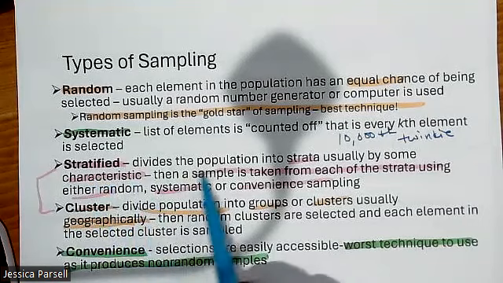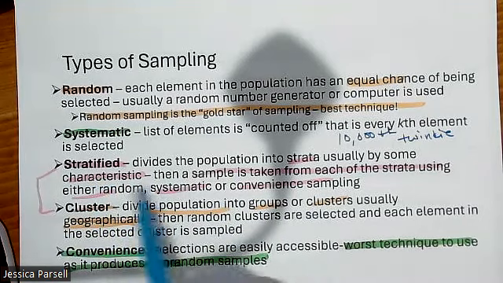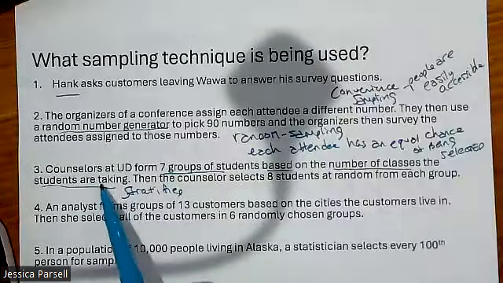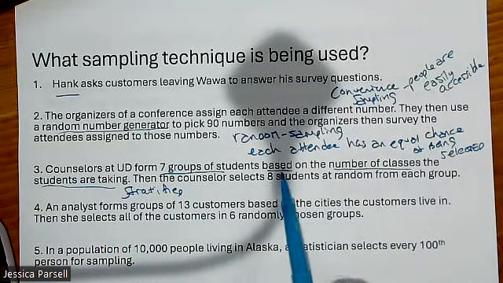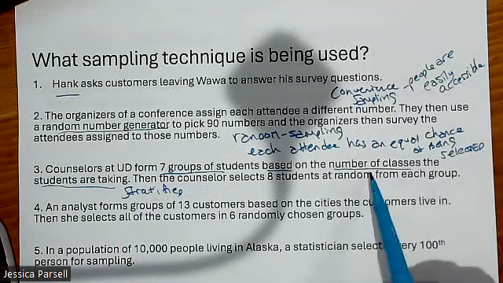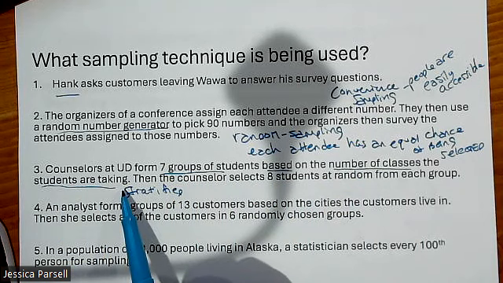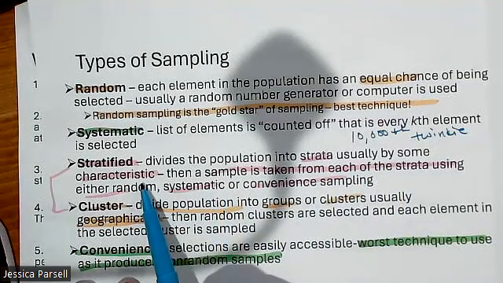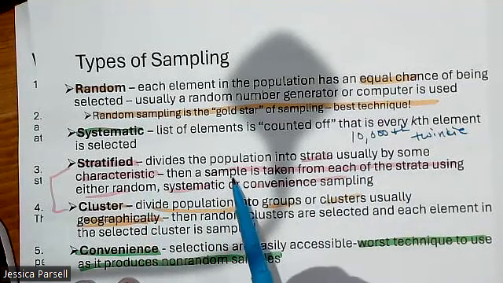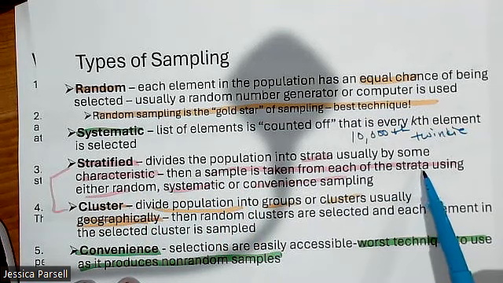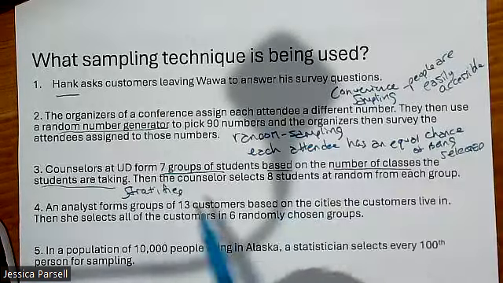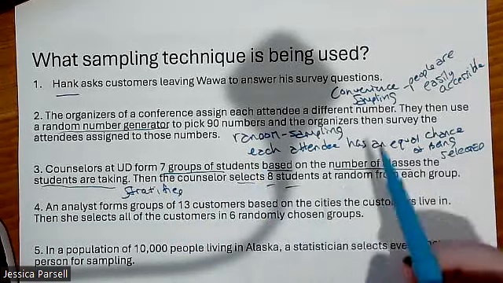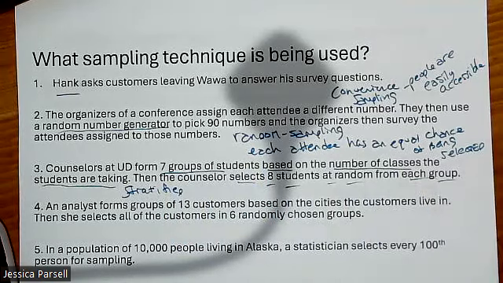So stratified divides population into strata, usually by some characteristic. The characteristic that they used to divide these groups of students was they shared the number of classes the students are taking. So that's the first piece, is that they divide up the population by some sort of characteristic. The second part is then they take a sample from each of the strata, okay? So then the counselor selected 8 students at random from each group. So that makes that stratified sampling.